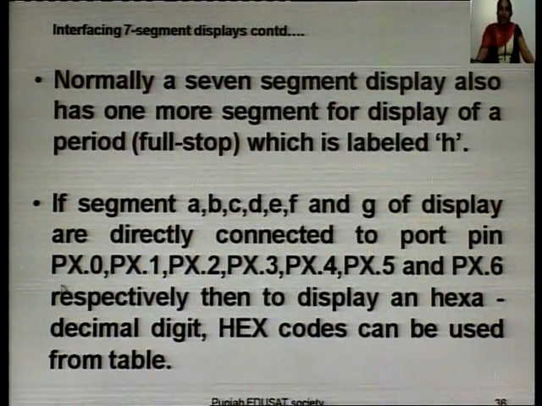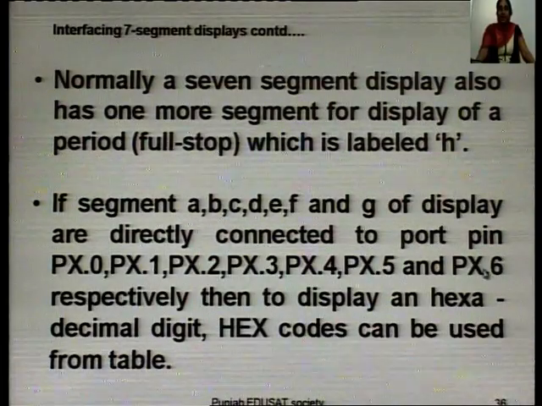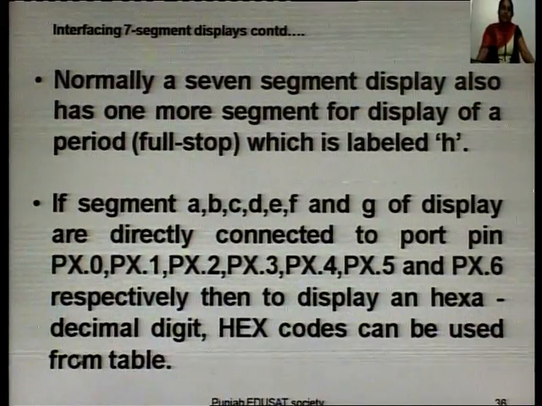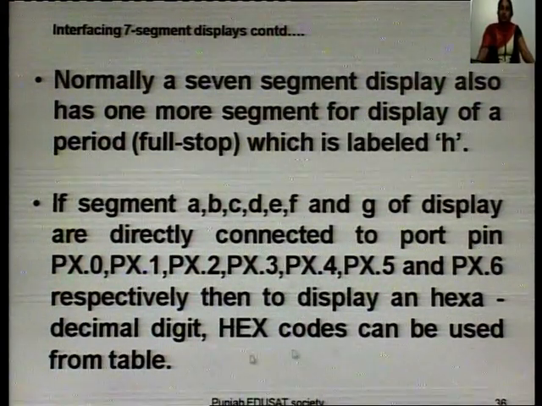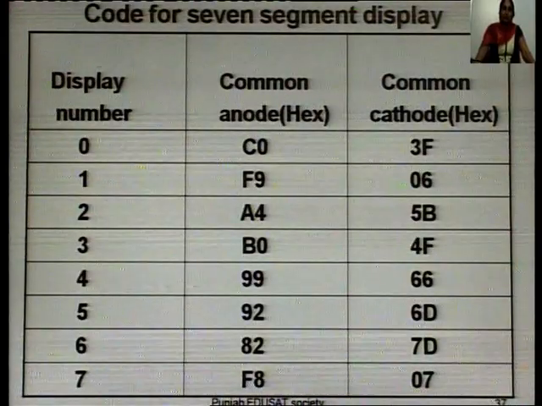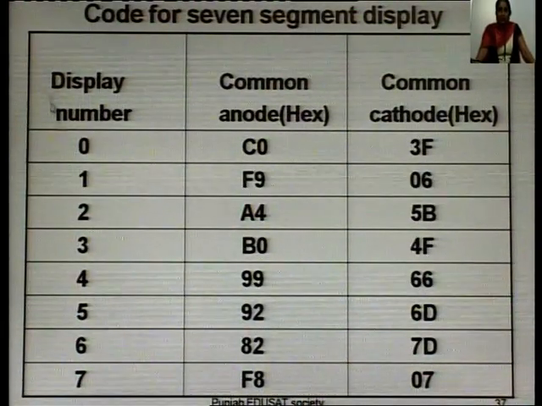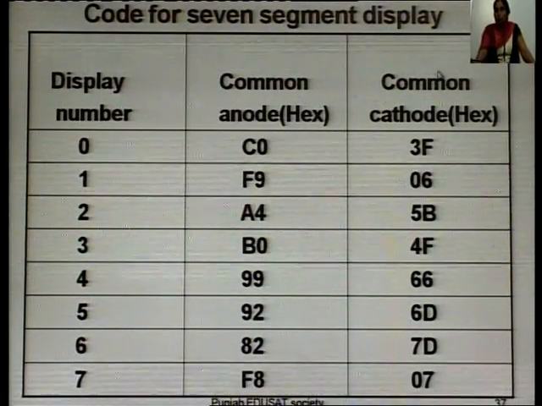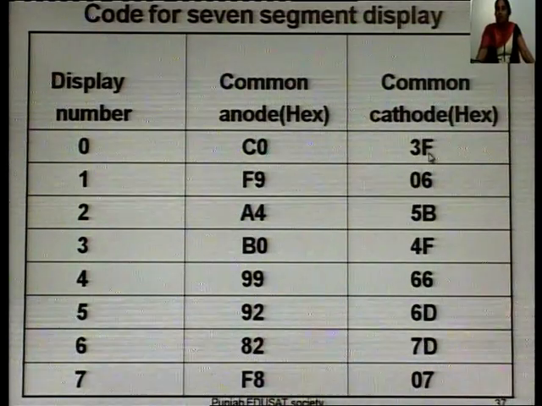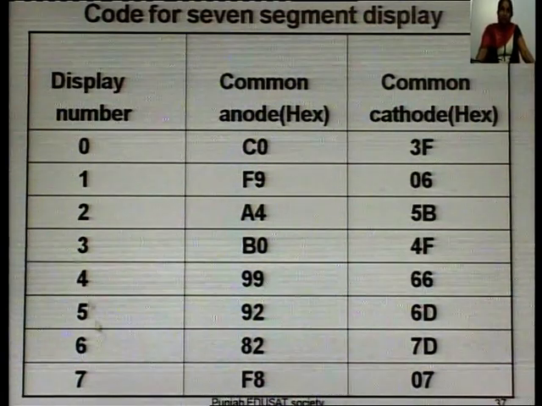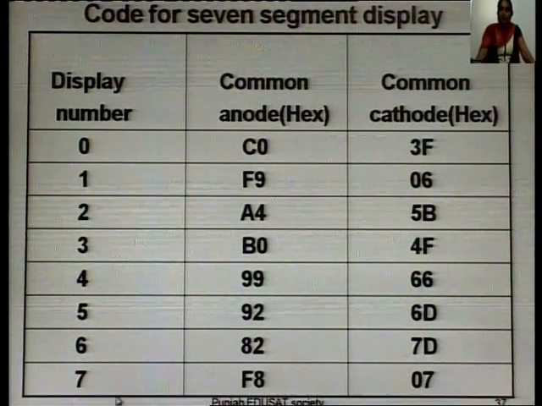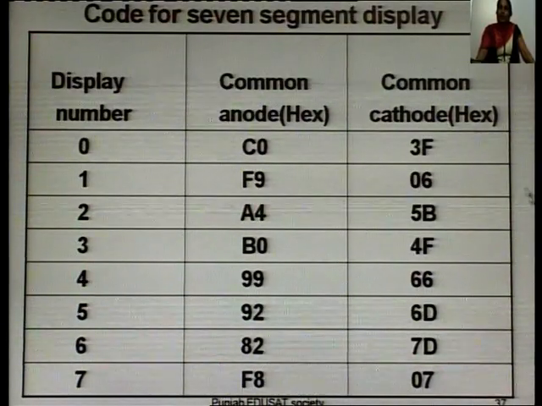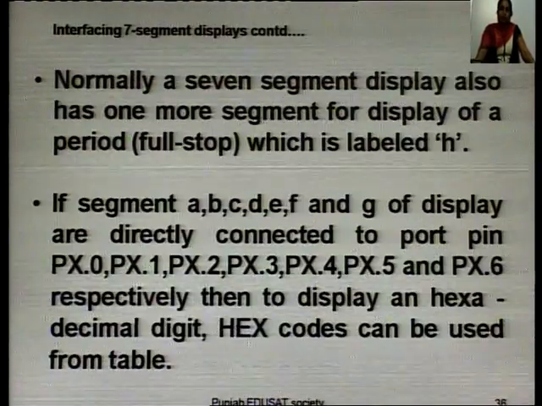If segment A, B, C, D, E, F and G of display are directly connected to port pin Px.0 to Px.6 respectively, then to display a hexadecimal digit, hex codes can be used from the table. These are the display numbers. To display 0 for common anode, C0 is used. For common cathode, 3F is used. To display these numbers from 0 to 7, these are the codes in hexadecimal for common anode type and these for common cathode type.